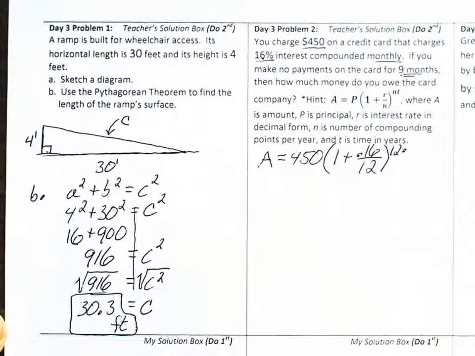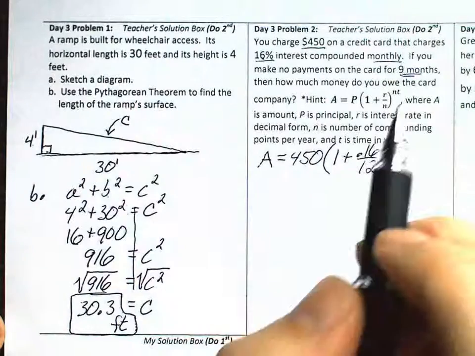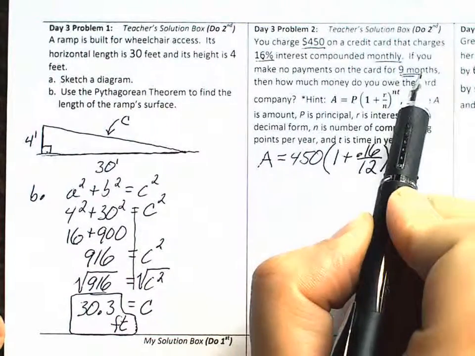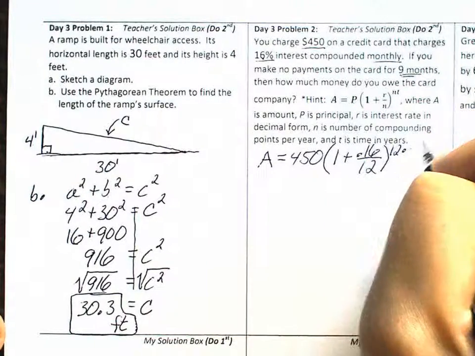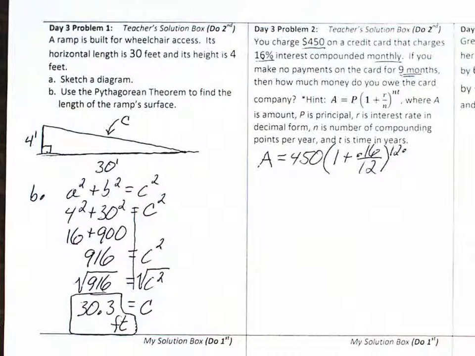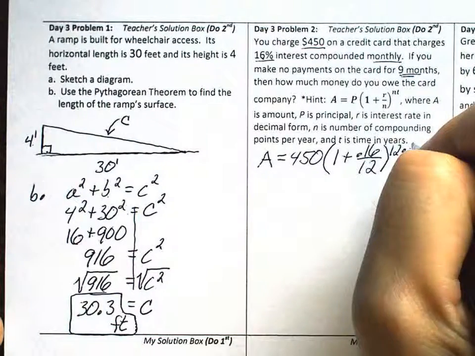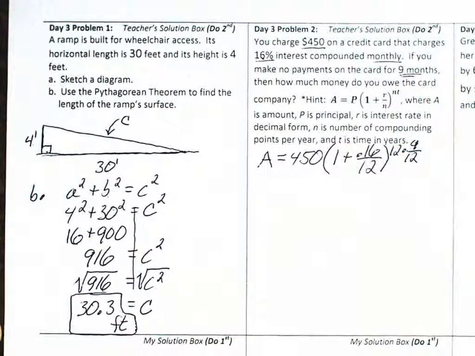Now the letter t. t is the time in years that interest is being added to our credit card bill. So how much time in years is going by? It says 9 months. Now that's not 9 years, so we're not going to write a 9 here. We need to write 9 months in terms of years. So 9 months is 9/12 of a year.